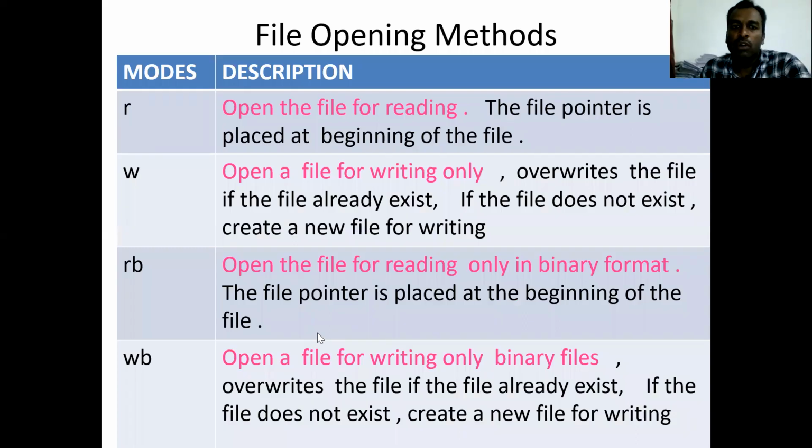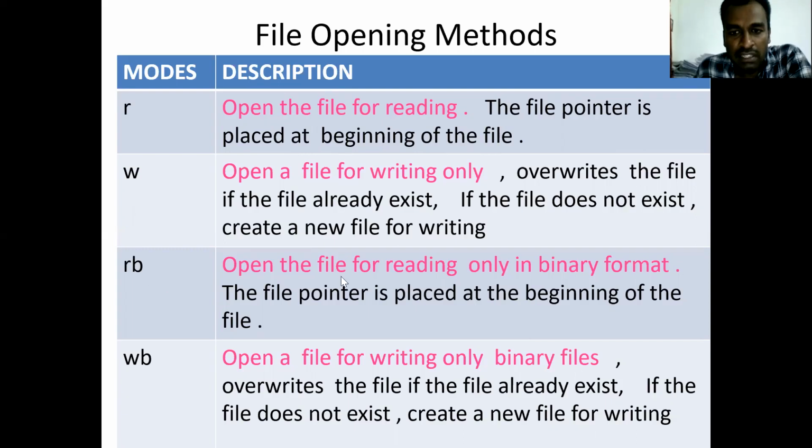Some of the file opening methods, that means modes of file. First one, R, opens the file for reading. While using this R mode, that means read mode, the file pointer is placed at the beginning of the file, starting to read the content from the beginning of the file. Next one, write mode, opens a file for writing only. It overwrites the file if it already exists. If the file does not exist, it creates a new file for writing.